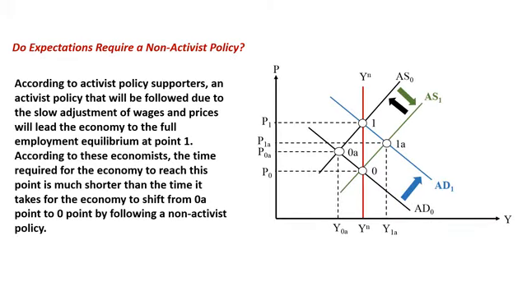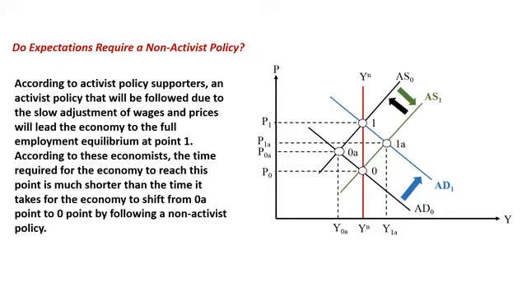According to activist policy supporters, an activist policy that will be followed due to the slow adjustment of wages and prices will lead the economy to the full employment equilibrium at point 1. According to these economists, the time required for the economy to reach this point is much shorter than the time it takes for the economy to shift from 0A point to 0 point by following a non-activist policy. However, activist policy supporters ignore two possibilities. One, the possibility that expectations about policy to be followed will be effective in the wage setting process. And two, since aggregate supply curve has already shifted from AS1 to AS0 due to wage increase or negative supply shock, the possibility that the economy had initially shifted from point 0 to point 0A.